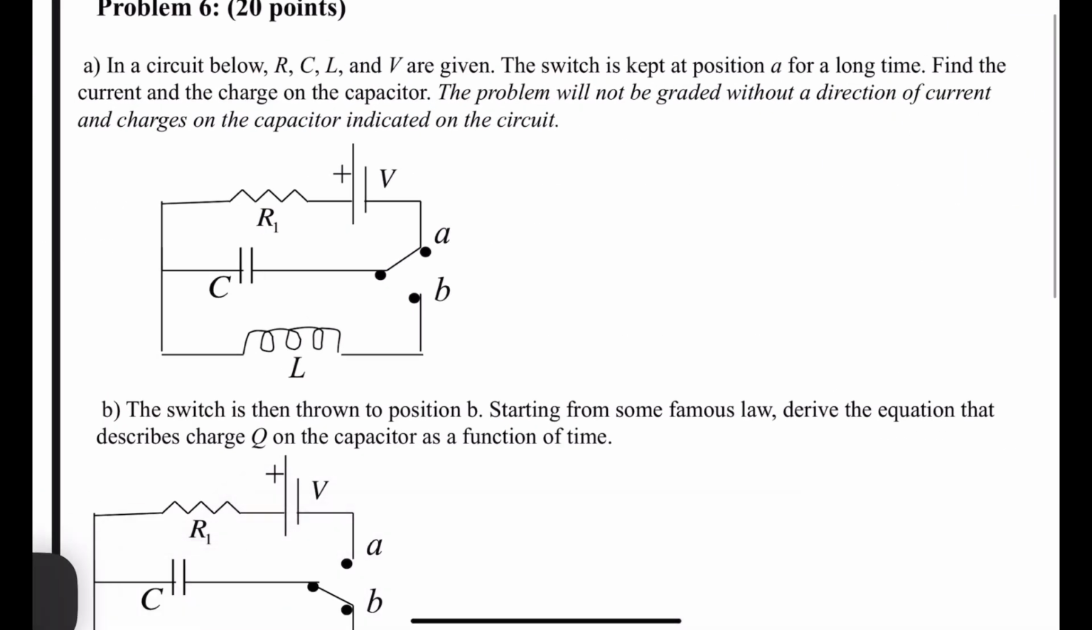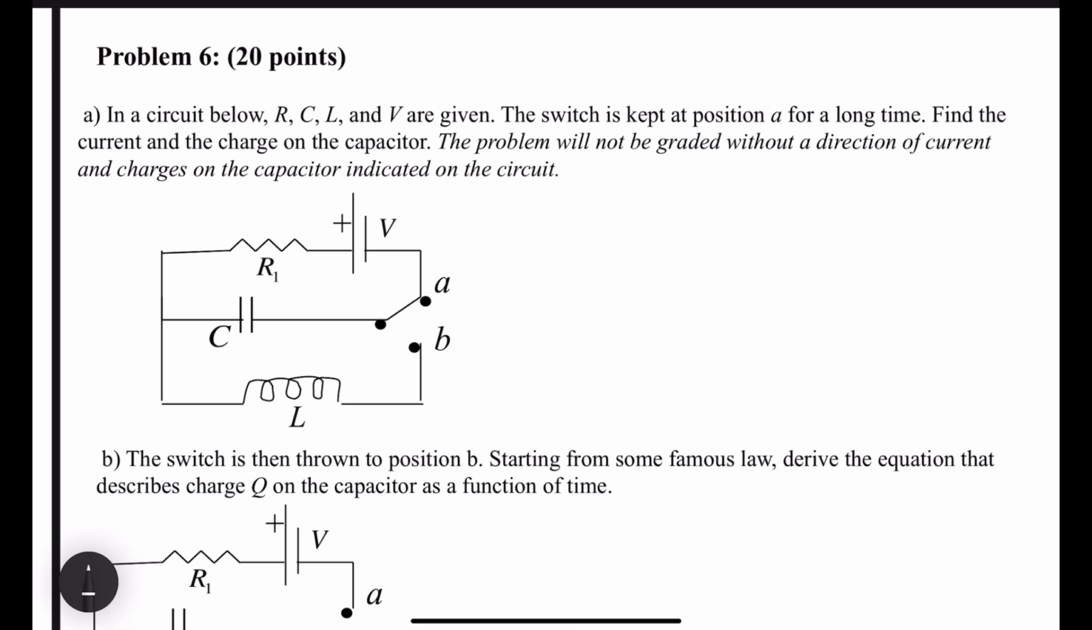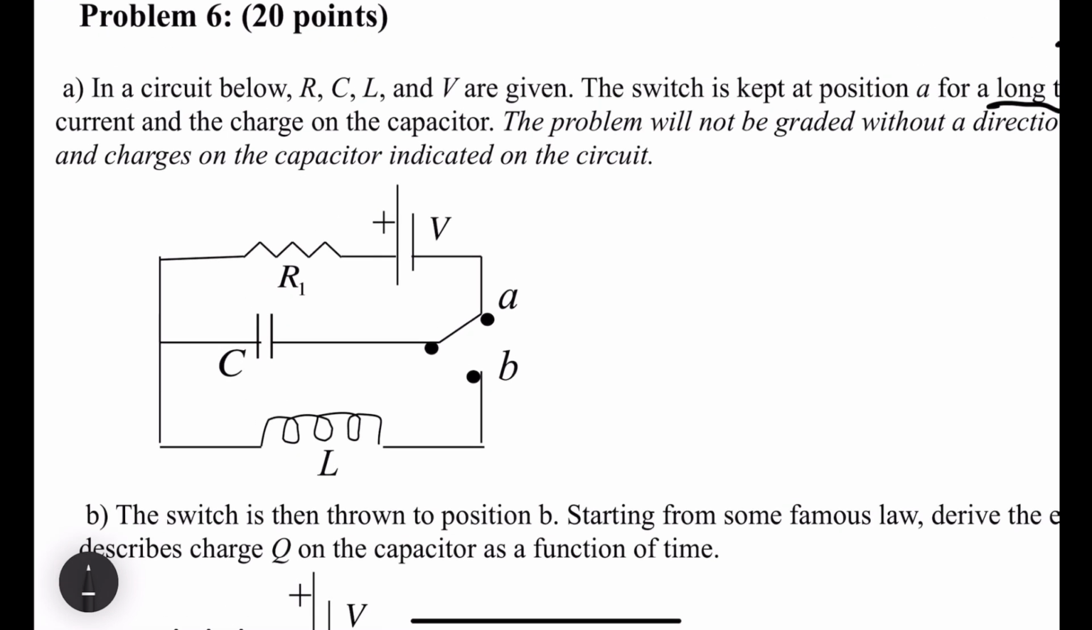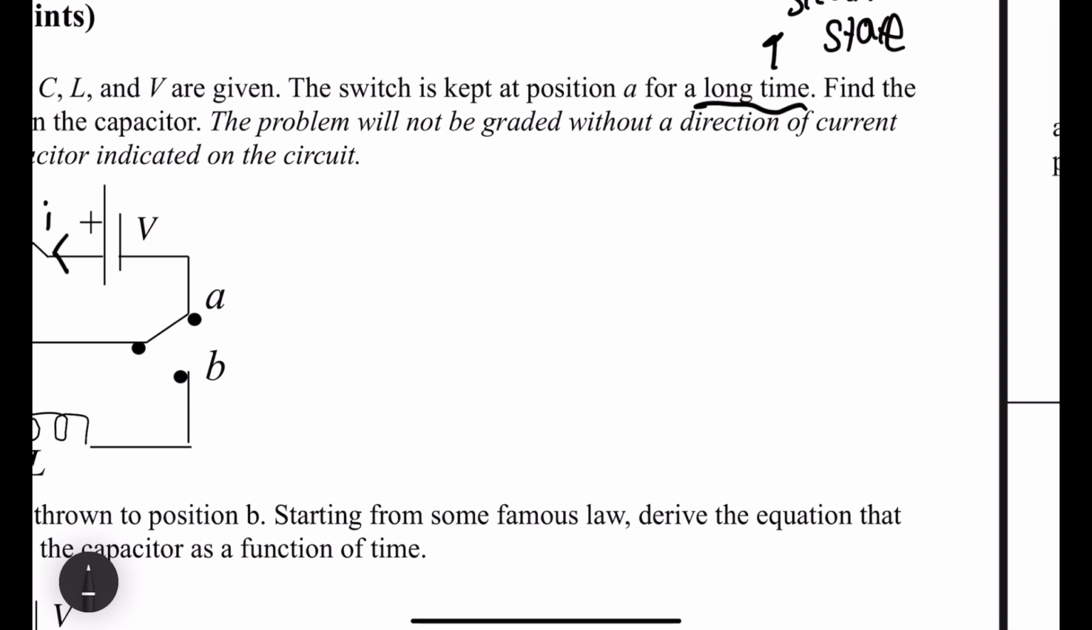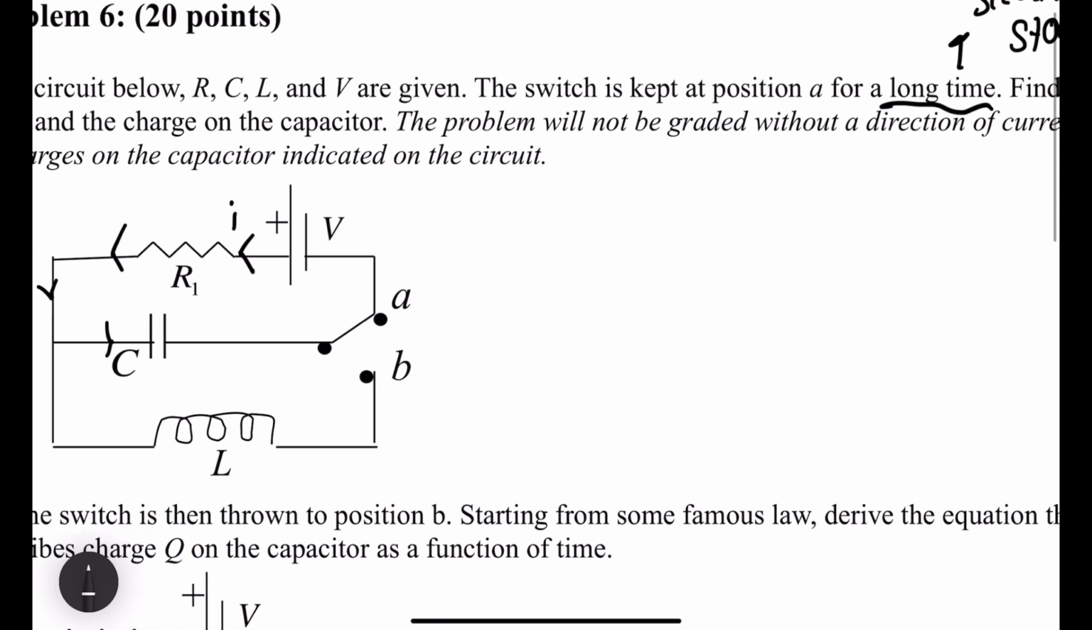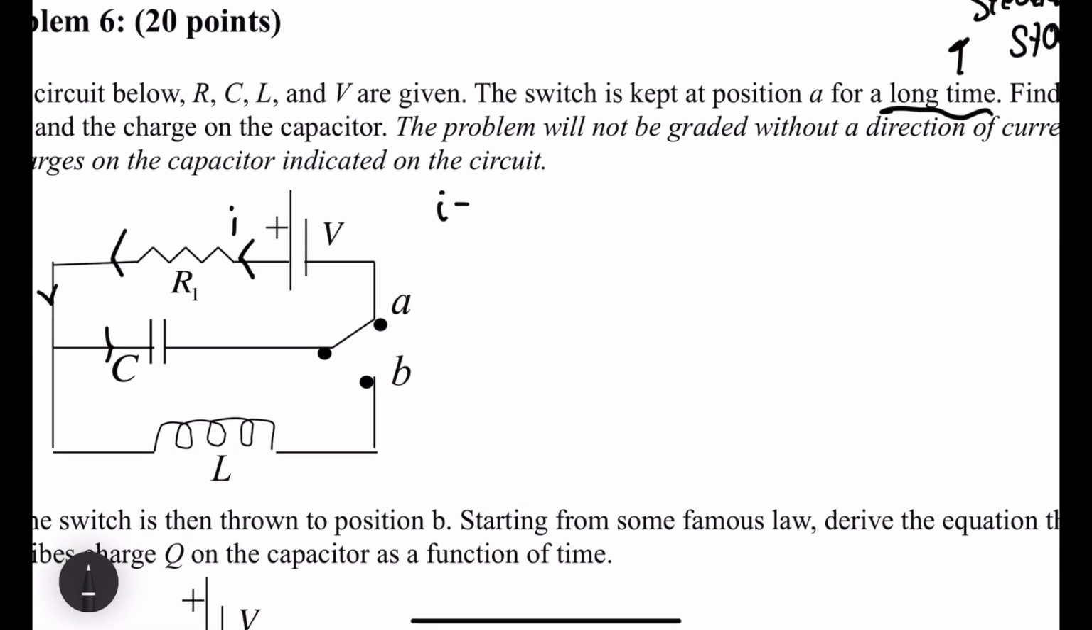Now for question 6, we have a circuit with all these constants given. It's kept at position A for a long time. This means steady state. Find the current and the charge on the capacitor. In this one, we're going to make the current come out of the positive side of the battery. But we immediately see that the only path it can take is through the capacitor. Remember, in steady state, currents cannot go through a capacitor. So because that's the only path, current is going to be equal to 0.